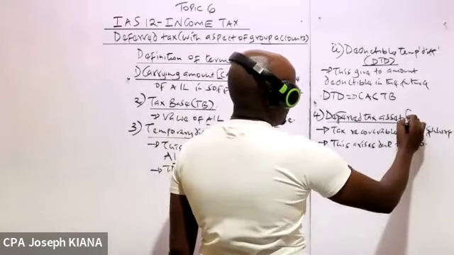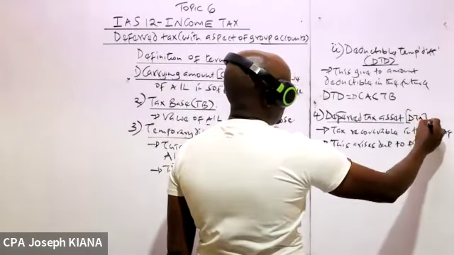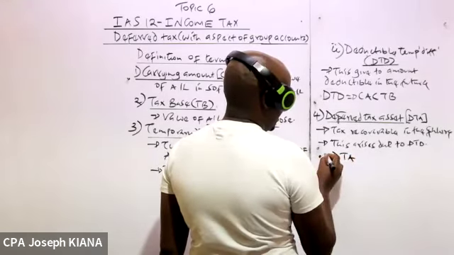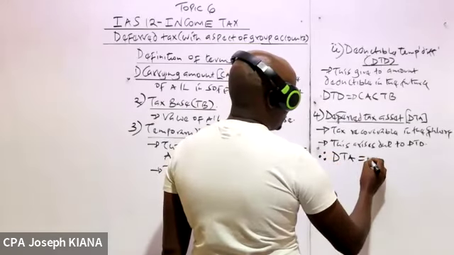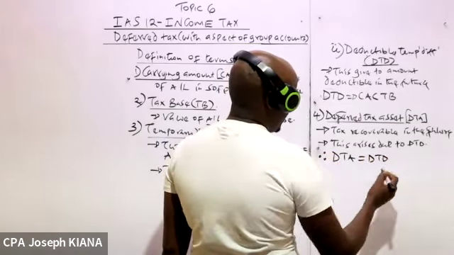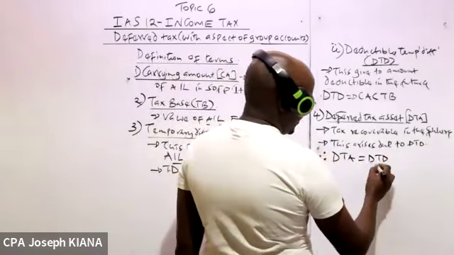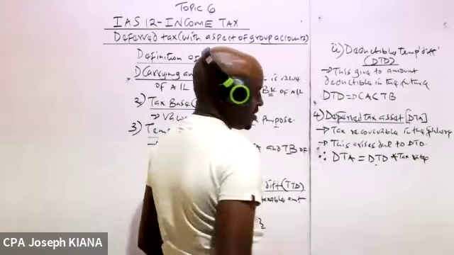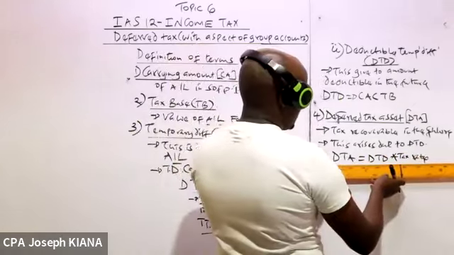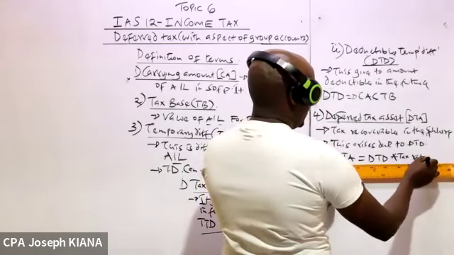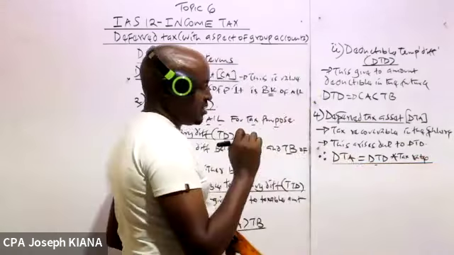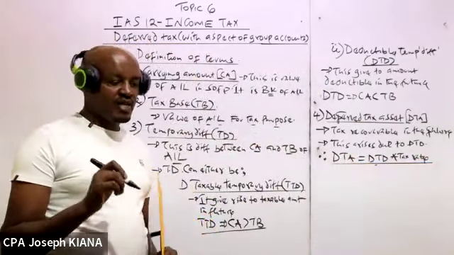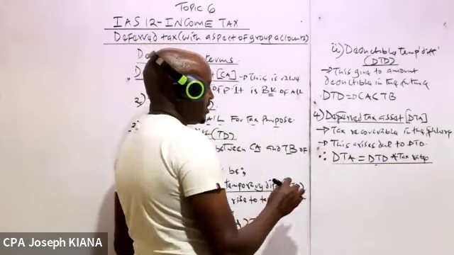And therefore, how do we compute the deferred tax asset, abbreviated as DTA? The deferred tax asset is equal to the deductible temporary difference times the tax rate. This particular formula is very, very important here. How do we compute the deferred tax asset? We take the deductible temporary difference, and we multiply that with the tax rate.